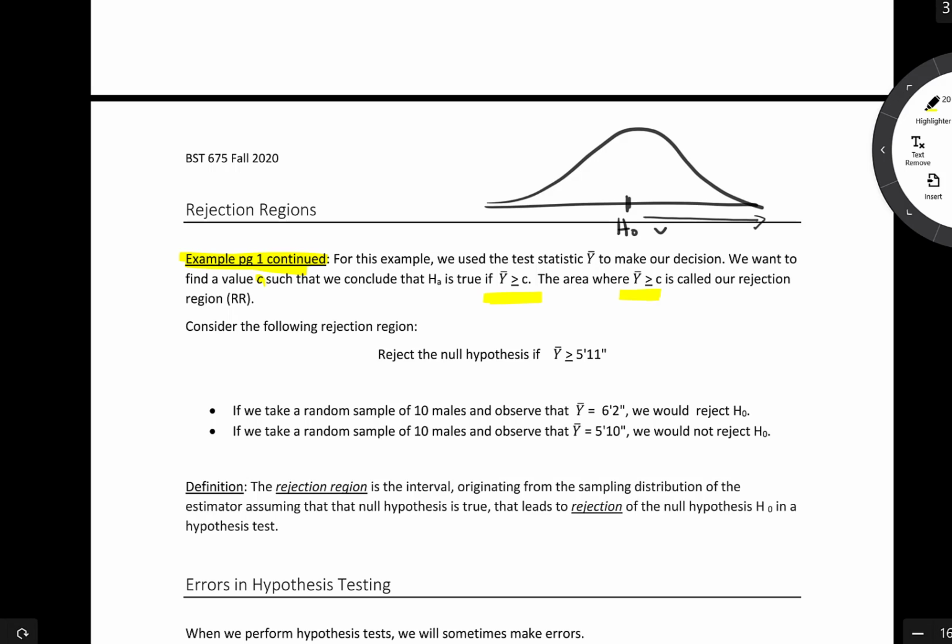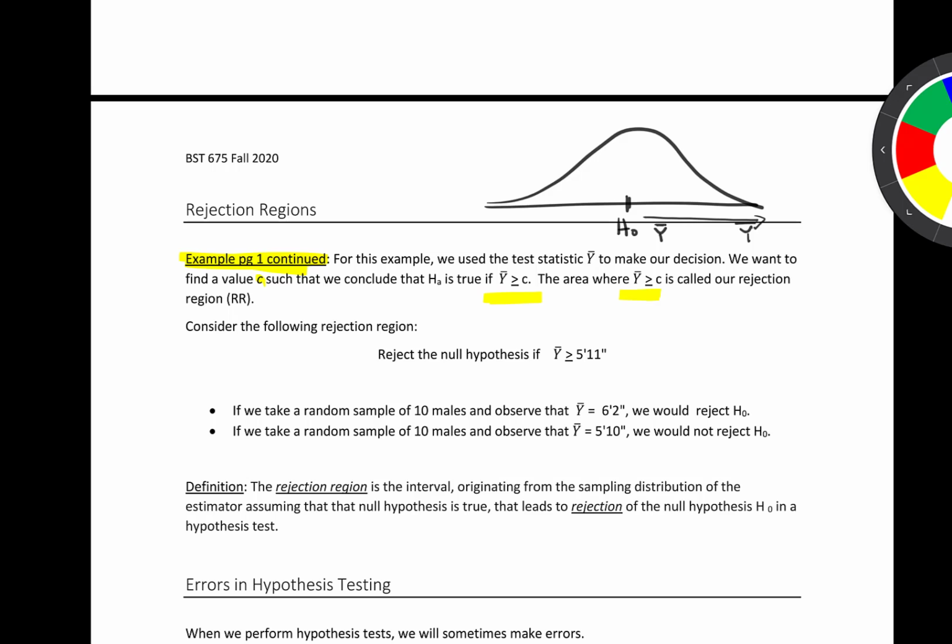Essentially, if y bar was close to the value under the null, we said we probably don't have that much evidence because we expect the statistic to vary some. Whereas if the statistic appeared far away from the value of the parameter under the null hypothesis, that might suggest some kind of evidence in favor of the alternative.